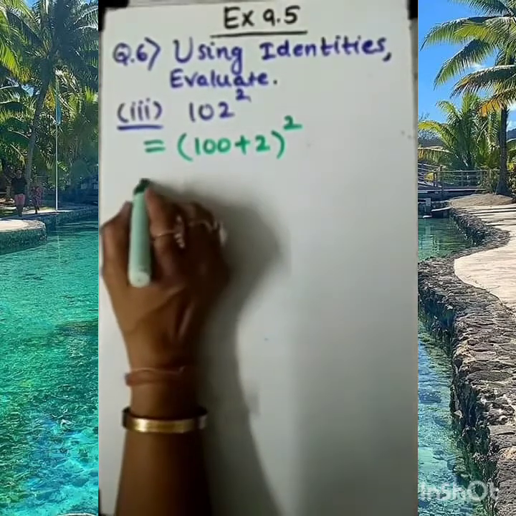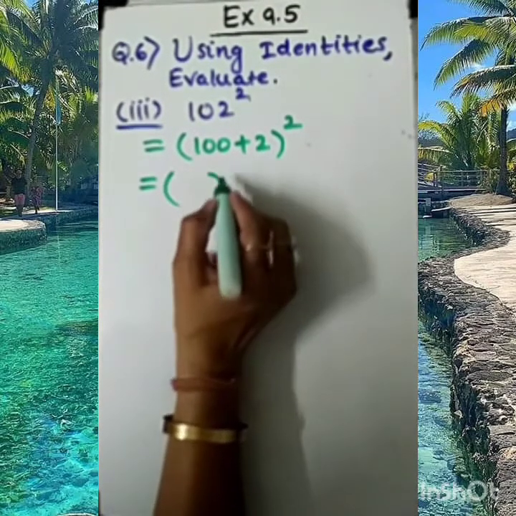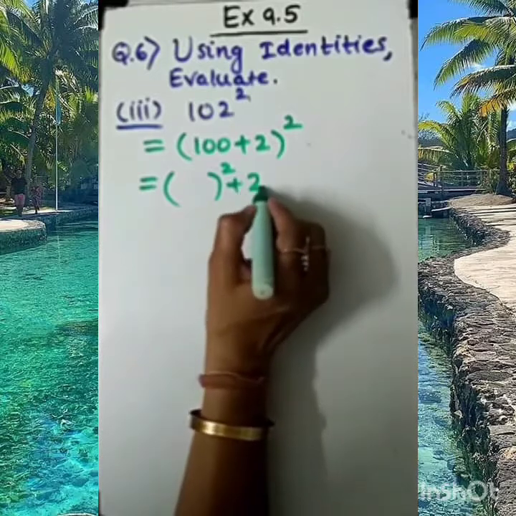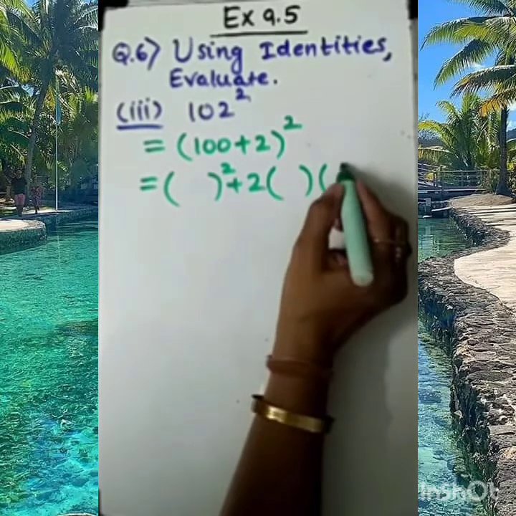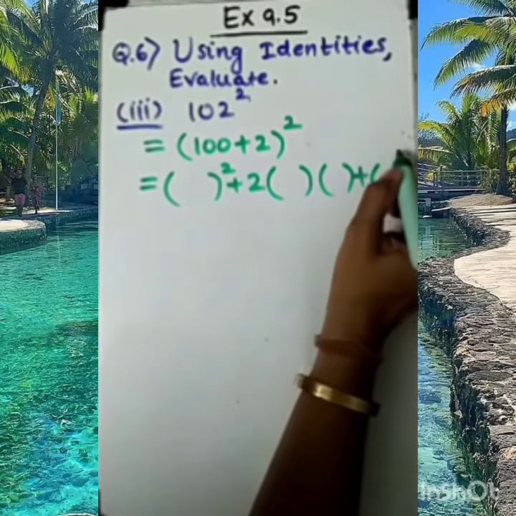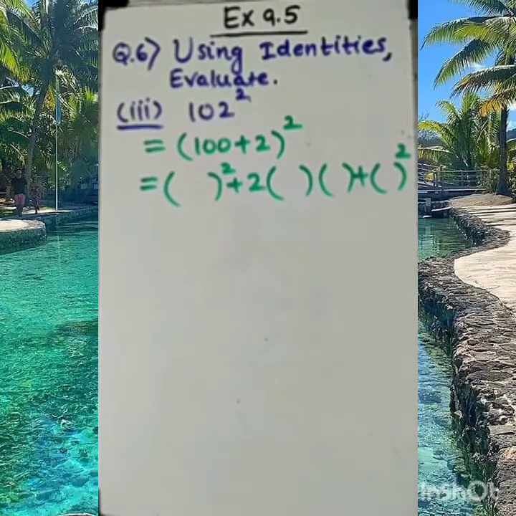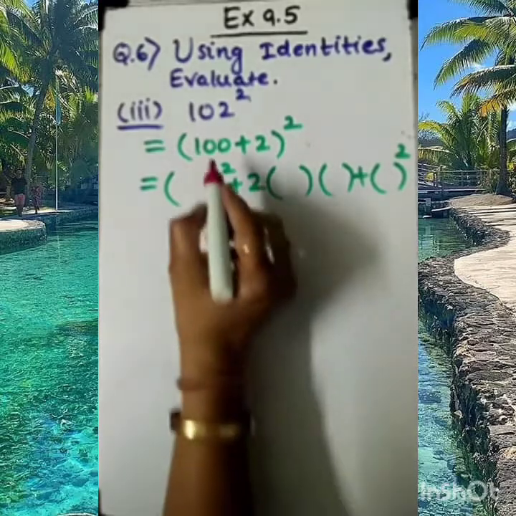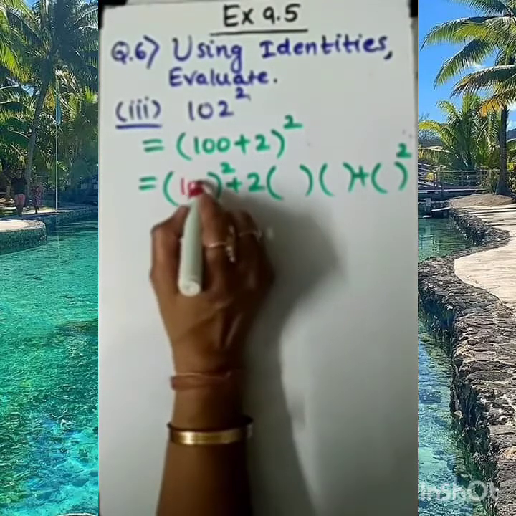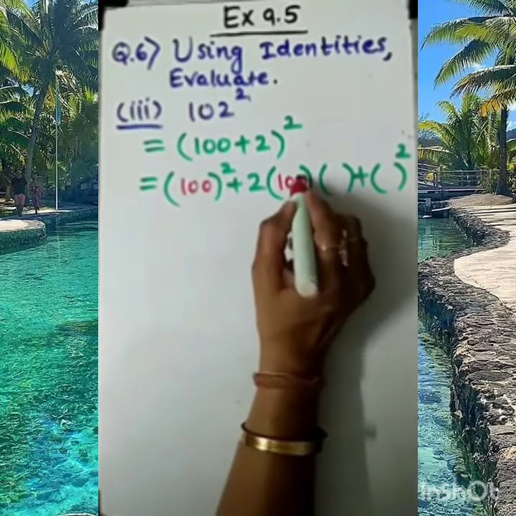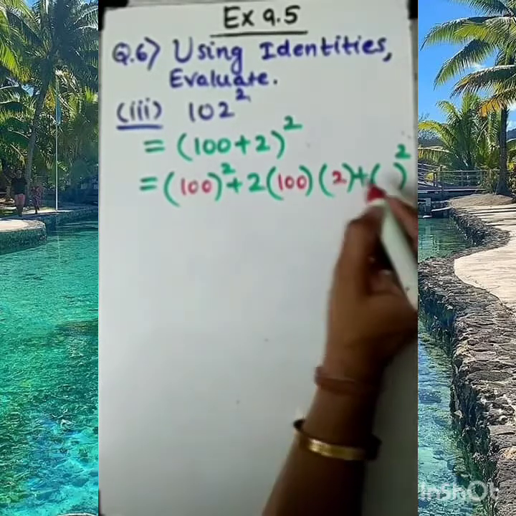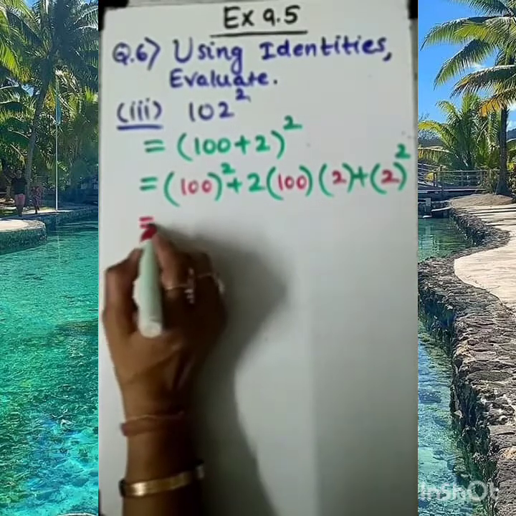And our first identity says a square plus 2ab plus b square. Fine. What is a here? If we compare, a will be 100. And what is b? b is 2. This is also fine.